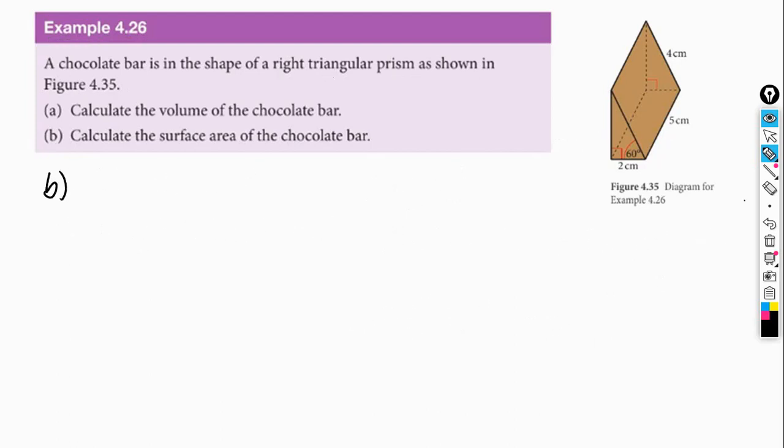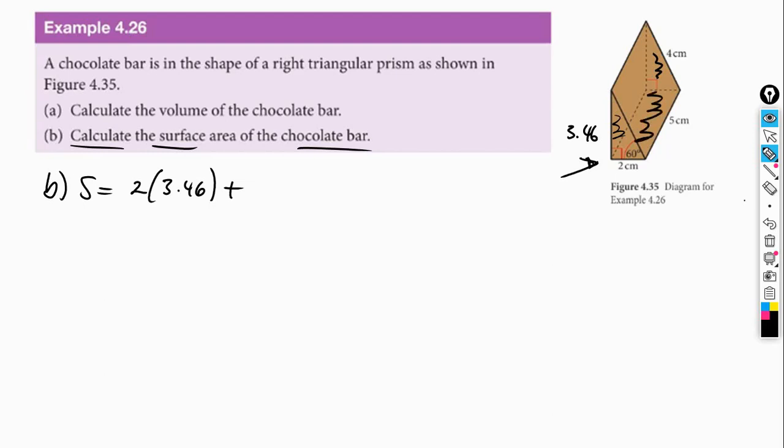Okay, so now we're going to erase a little bit and do part B. So for part B, they want us to calculate the surface area of the chocolate bar. Now the surface area of the chocolate bar is going to be the sum of the surface areas of the different shapes that make up the chocolate bar. So recall that this height here is 3.46 centimeters. But also we know that the area of this triangle was 3.46 centimeters squared. And we have 2 of these triangles. We have this one and we have this one here. So that means that the surface area would equal 2 times 3.46 plus, let's say, this rectangle here.